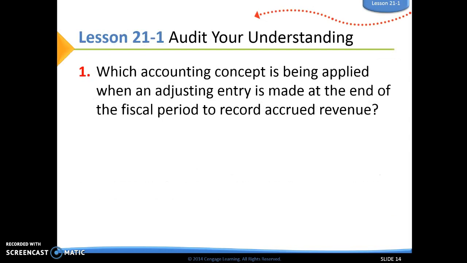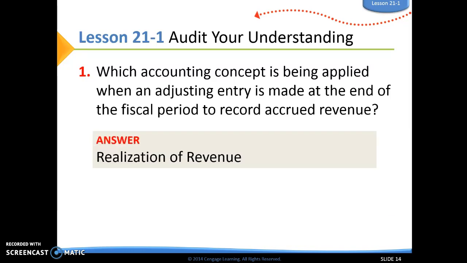Number one, which accounting concept is being applied when an adjusting entry is made at the end of the fiscal period to record accrued revenue? That would be our realization of revenue.